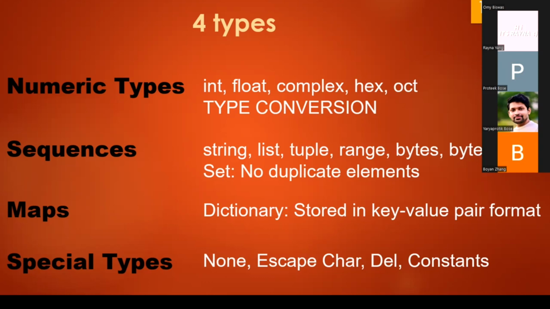Then we have different other types. We'll go through them one by one. And then finally, we have maps, where values are stored in the form of key value pairs, and it is called a dictionary in Python. And there are other special types, like NoneType, which we'll show you while programming.